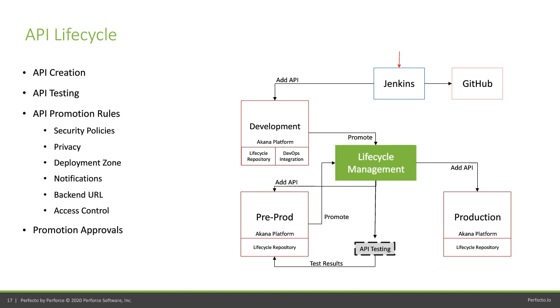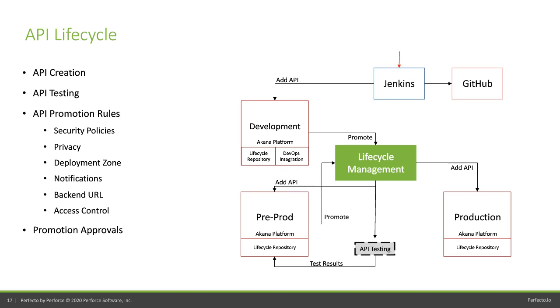The data centers could be geographically dispersed. There could be a data center in North America. The other data center could be in Europe or Asia. So based on the audience or the consumer base of the API, we can deploy the API in all deployment zones or specific deployment zone as part of the promotion automation.